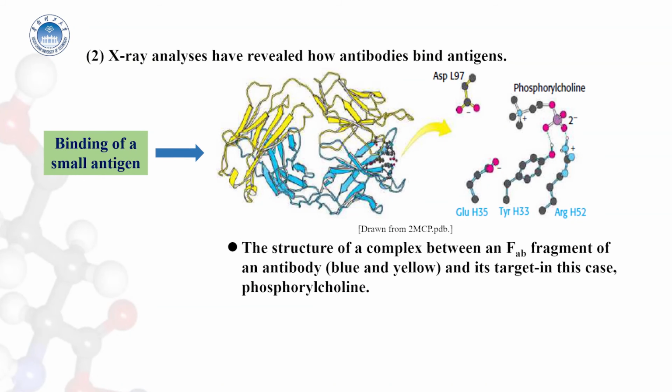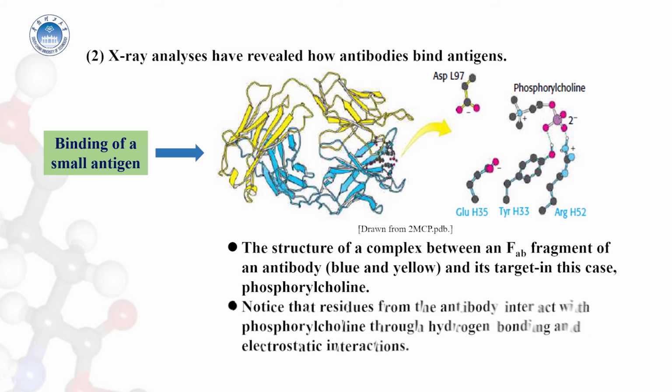Crystallographic analysis revealed phosphocholine bound to a cavity lined by residues from five CDRs, two from the light chain and three from the heavy chain. It can be seen from the figure. The positively charged trimethylammonium group of phosphocholine is buried inside the wedge-shaped cavity, where it interacts electrostatically with two negatively charged residues, a glutamate and an aspartate.